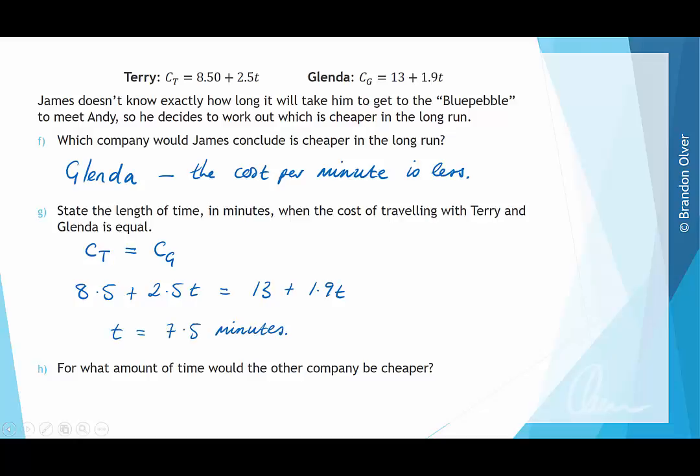For part H, we want to state what the amount of time would be that the other company is cheaper. So we know that Glenda is cheaper in the long run, and we want to know for what length of time is Terry cheaper. So Terry will be cheaper for t being greater than or equal to 0, but less than 7.5 minutes. Or if you wanted to use interval notation, that would be the same as t is an element of [0, 7.5), with a round bracket on the 7.5 meaning it's not included.